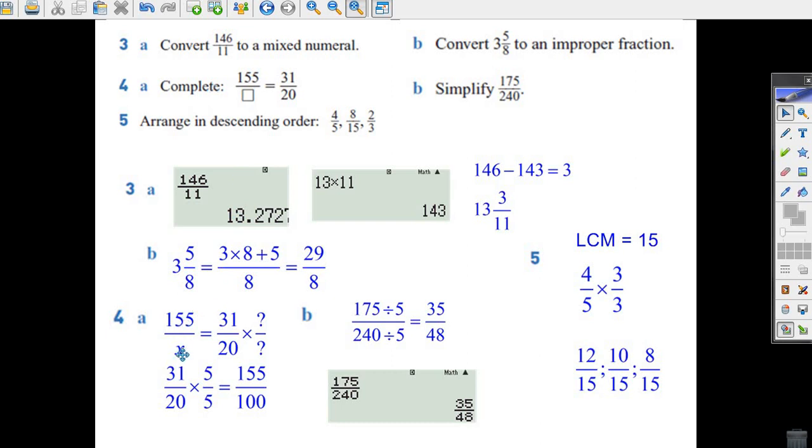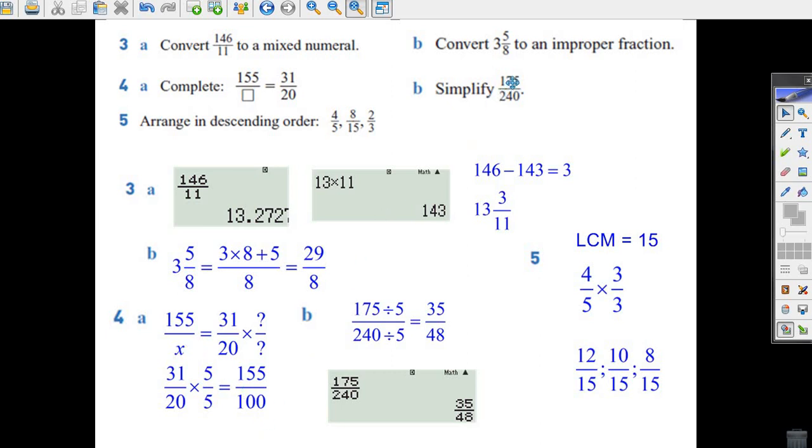155 over something, they have a box here, I called it x, equals 31 over 20. Well, I can make these two fractions equal by multiplying the top and bottom by the same number. Hey, that's the same trick I keep doing all the time. Well, if I go 31 times 4, I won't get 155. Let's try 31 times 5. Hey, that's 155. Well, I multiply the bottom by 5, I get 100. So that number in the bottom must be 100.